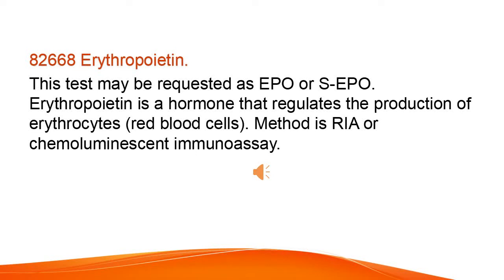Erythropoietin. This test may be requested as EPO or SEPO. Erythropoietin is a hormone that regulates the production of erythrocytes, red blood cells. Method is RIA or chemoluminescent immunoassay.